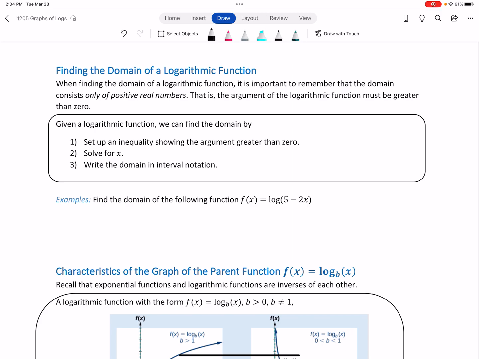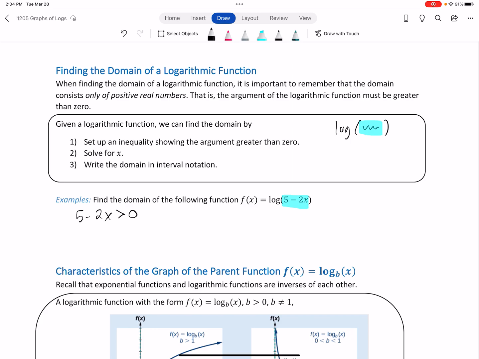So when we're saying log of stuff, all of this stuff in here needs to be positive. That's the argument. So what we do is we make an inequality to set all that stuff bigger than 0. So find the domain of this function, 5 minus 2x. So I need 5 minus 2x to be bigger than 0.